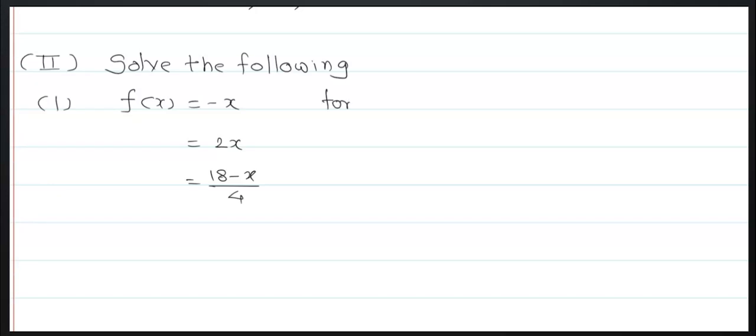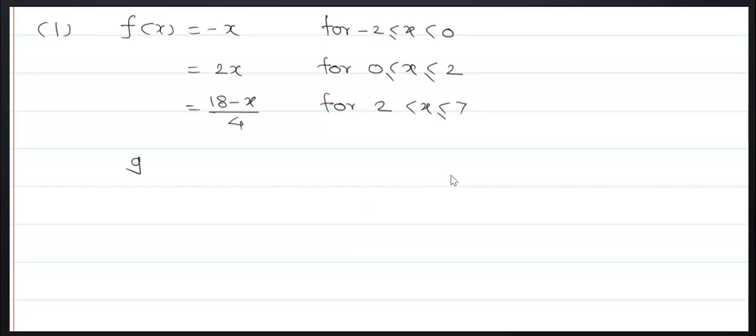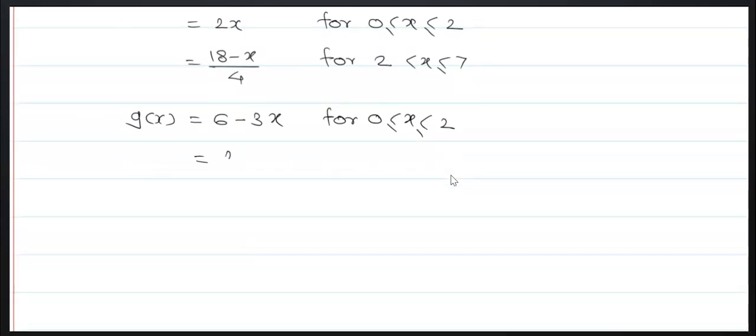Solve the following. f(x) is equal to minus x, 2x, and 18 minus x upon 4, where the values of x lie between minus 2 to 0, 0 to 2, and 2 to 7. Next is g(x) equal to 6 minus 3x for x between 0 to 2, and equal to (2x minus 4) upon 3 for the values of x between 2 to 7.